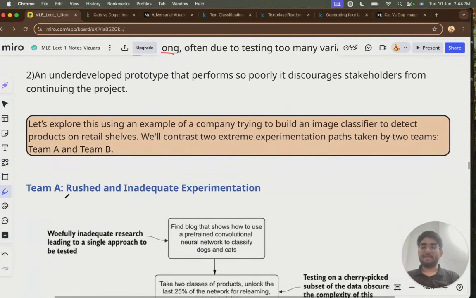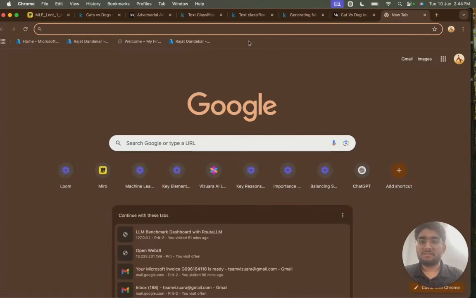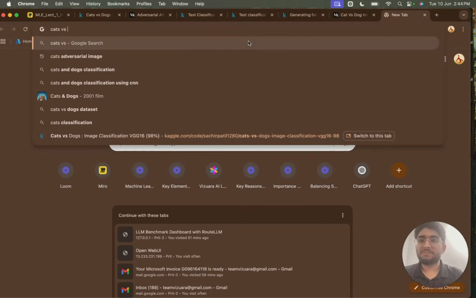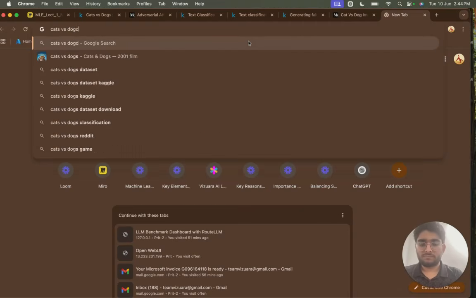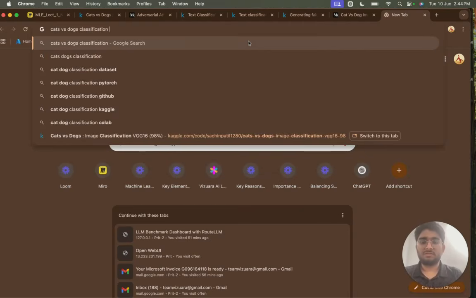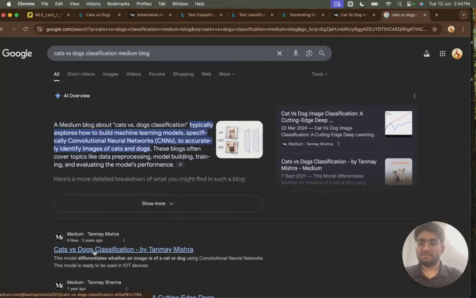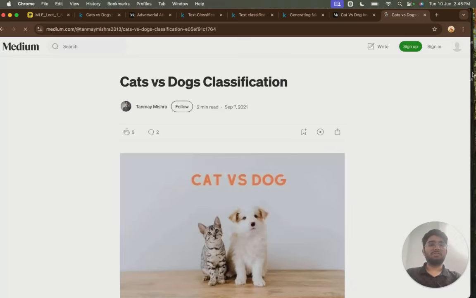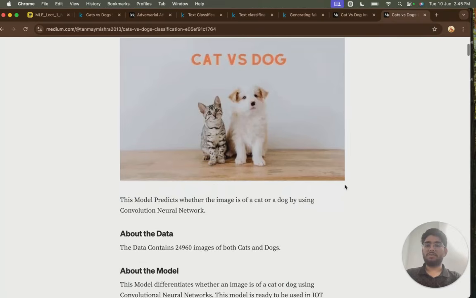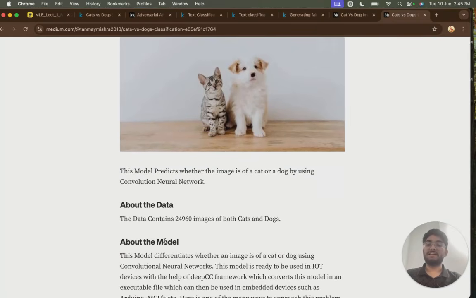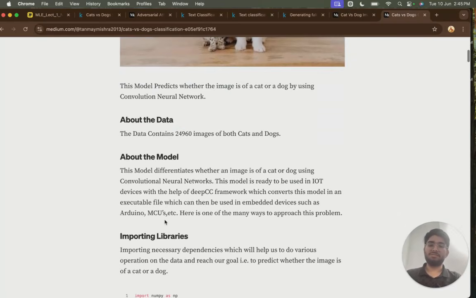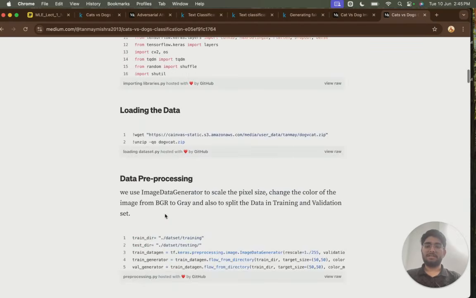And let's see how we can find a middle way out of it. Let's say team A has rushed and inadequate experimentation. They find a blog on how to use a pre-trained convolutional neural network to classify dogs and cats. So let's see, cat versus dog classification, a Medium blog or something like that, any article. So I get an article, oh, cat versus dog. So I just go about that. There are almost 25,000 images in the dataset. Oh, seems like a good number of images. I can use this dataset. Then about the model and the code.